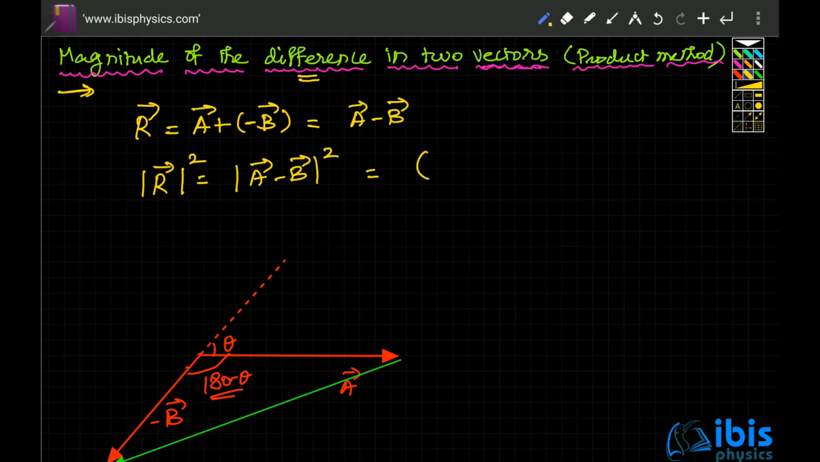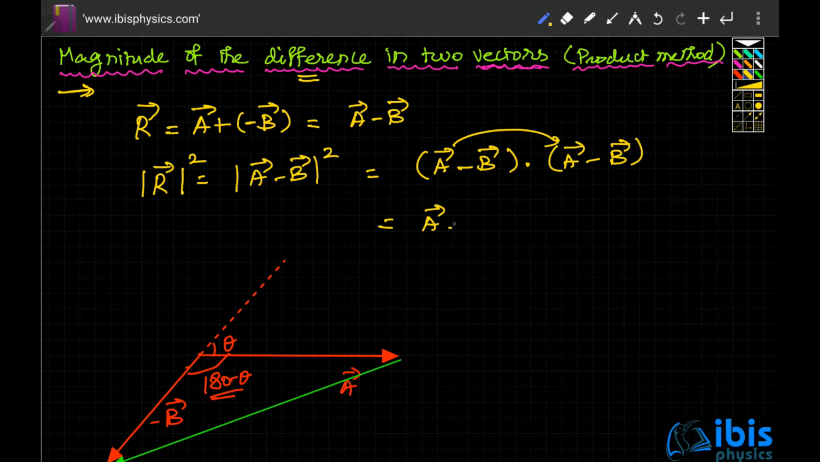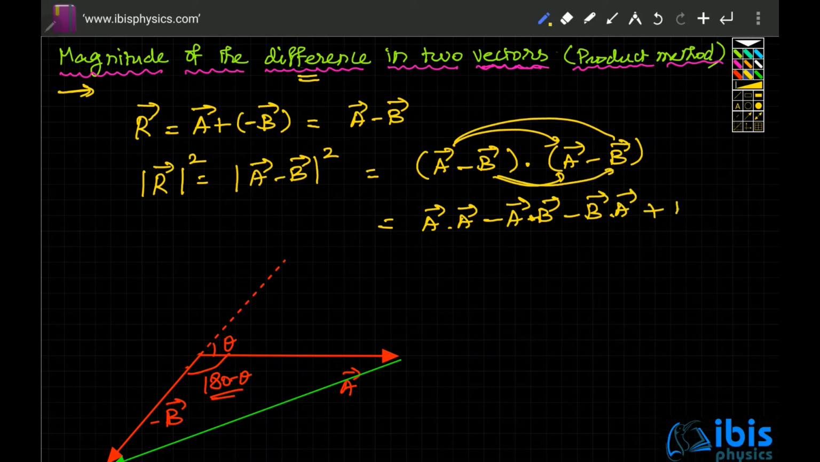We have already discussed in the multiplication of vectors that the square of a vector is always a dot product. So A vector minus B vector dot A vector minus B vector. So this is A vector dot A vector, then minus A vector dot B vector, then minus B vector dot A vector, then minus into minus plus B vector dot B vector. This is actually the magnitude of R whole square.